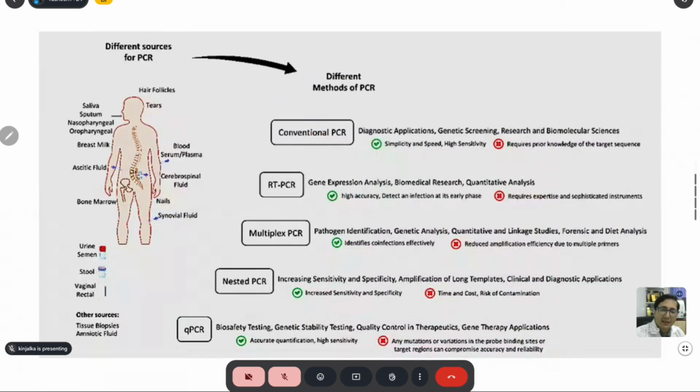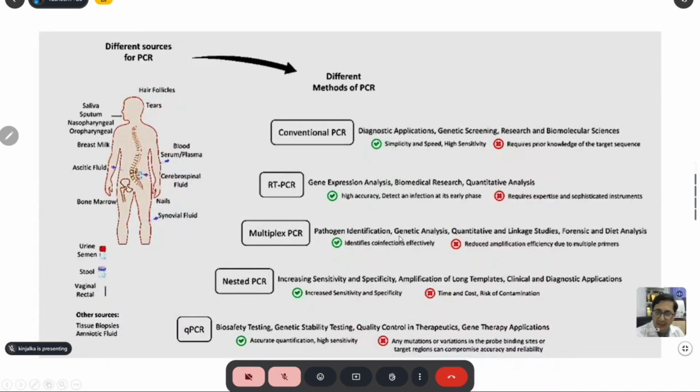This image gives you different types of PCR that are there. You have conventional PCR, and they have different applications and purposes: diagnostic applications, genetic screening, research, biomolecular sciences, and so on. It is simple, quick, and sensitive, but requires knowledge of the target sequence. You should have the exact primers that are needed. For RT-PCR, gene expression analysis, research, quantitative analysis, it is accurate. It can detect an infection even in the early phase, but again requires expensive instruments.